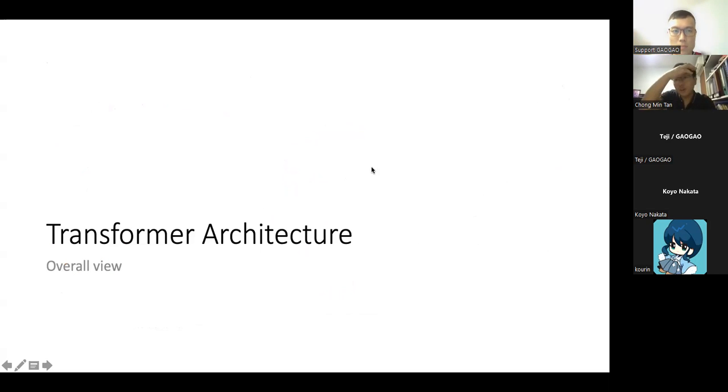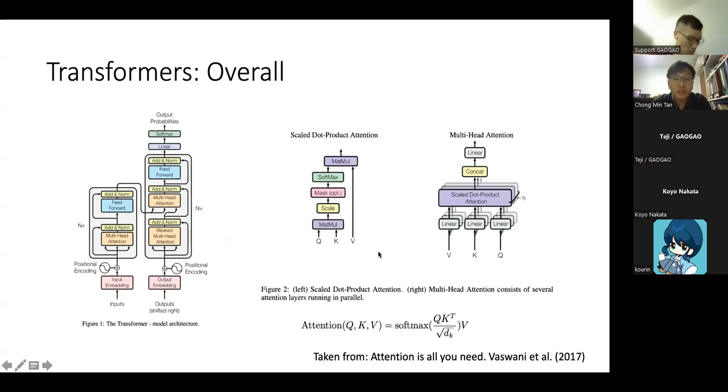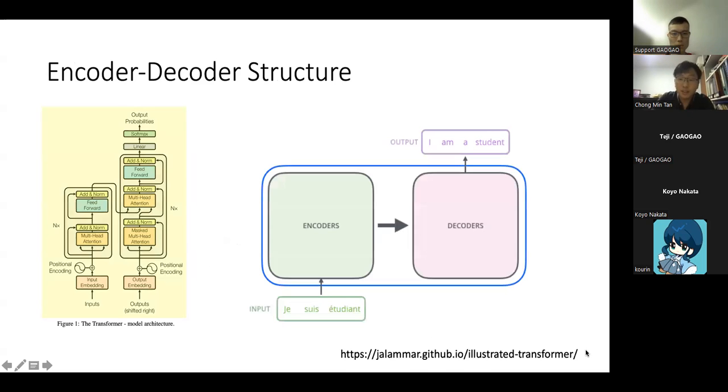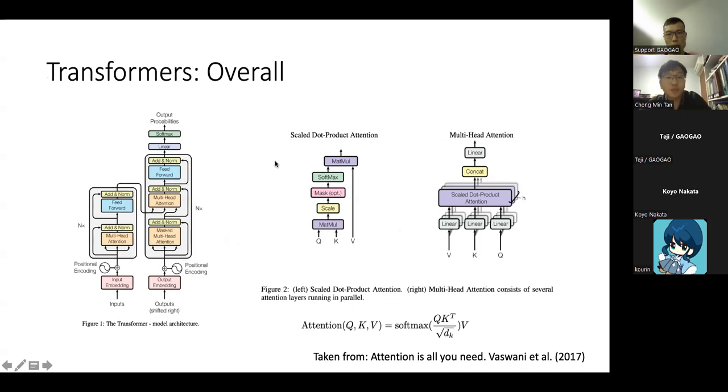Now I give you the overall view of the transformer architecture. Most of this is taken from the site called The Illustrated Transformer, so you can look there. The original transformer is like this. You take in certain inputs over here, add in some positional encoding, then feed it through some layers of multi-headed attention. This is called the encoder stack.